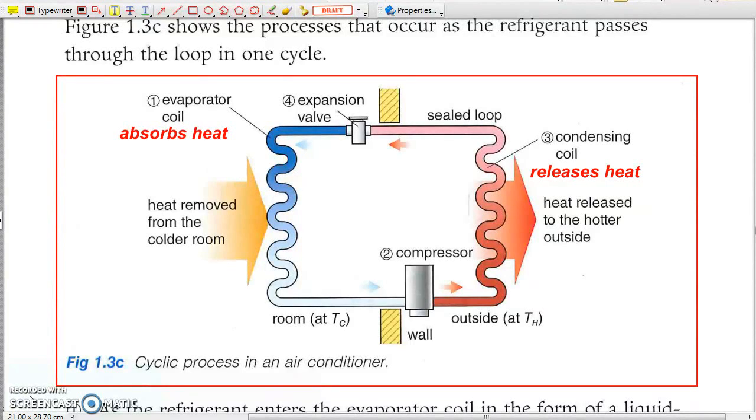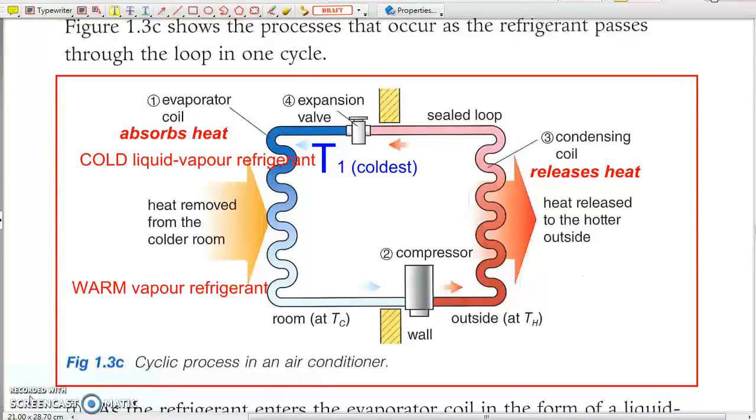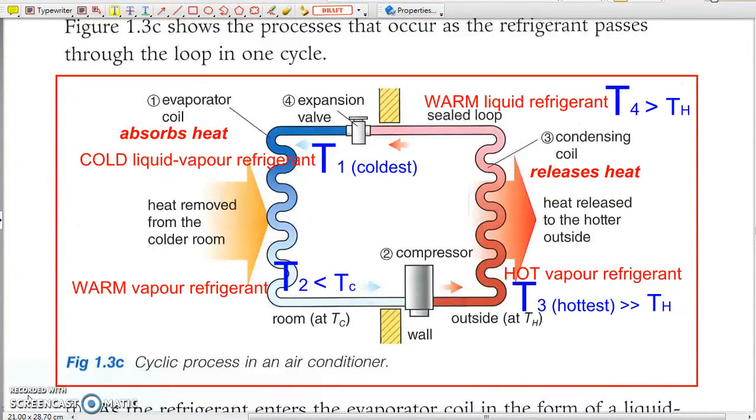Let's revise the process of the cooling action. First, cold liquid-vapor mixture is discharged from the expansion valve. It passes through the evaporator coil. The refrigerant absorbs heat from indoor and becomes warm vapor refrigerant. And then it passes through the compressor. Hot vapor refrigerant then enters the condensing coil and releases heat to outdoor. At last, the warm liquid refrigerant goes into the expansion valve, and the cycle repeats.